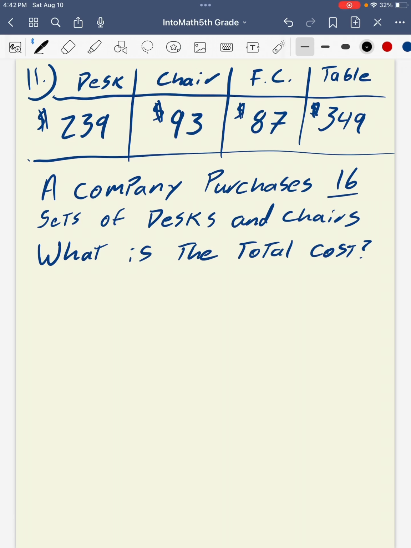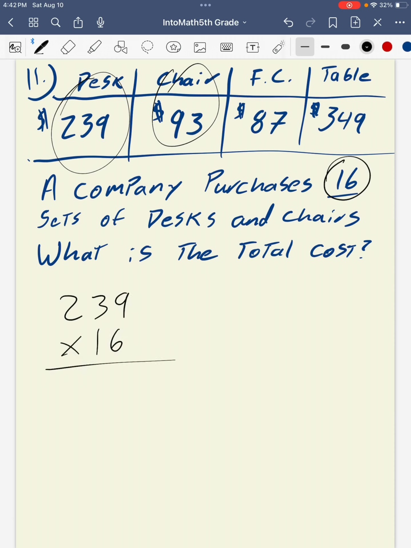Finally, on to question number 11. We have the same desks, chairs, filing cabinets, and tables. A company purchases 16 sets of desks and chairs. What is the total cost? So they're going to buy 16 desks at $239 each and 16 chairs at $93 each. We're going to multiply these together and then add up the total.